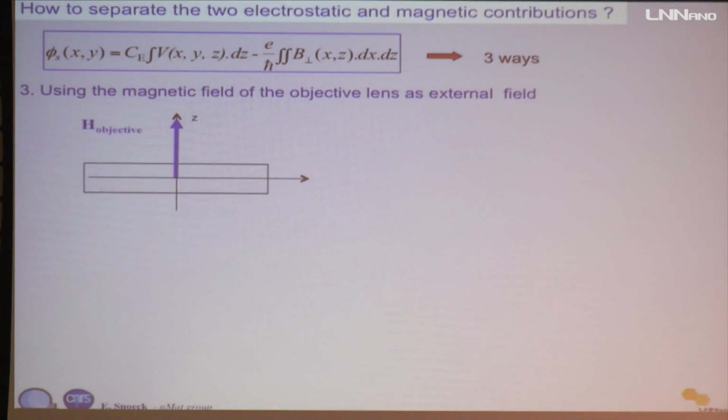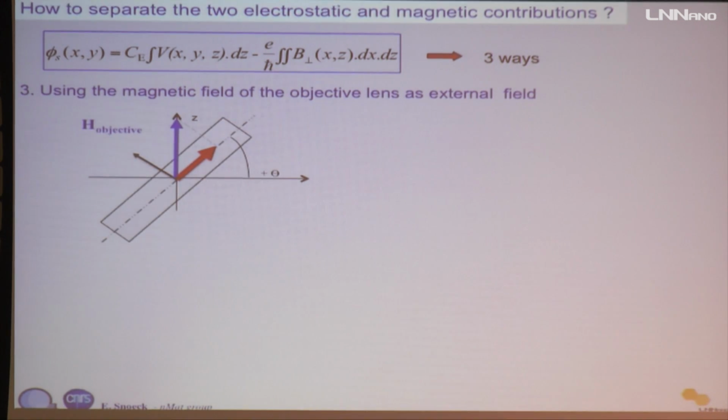And the third way is also interesting. Sometimes we use it. As I said, in the objective lens you have a huge magnetic field. So what we can do is use this magnetic field to saturate the magnetic object in two different directions. If these two directions are completely opposite, it can be used to separate the electrostatic and the magnetic contribution. So you have these magnetic materials, and we have the objective on, okay?